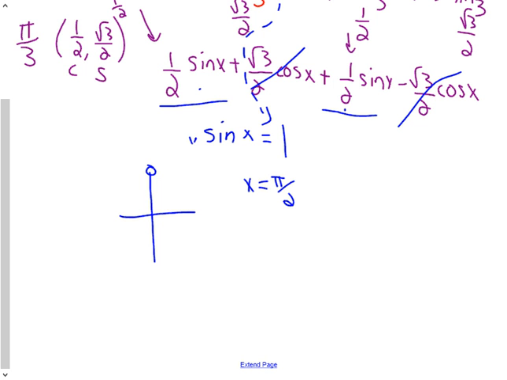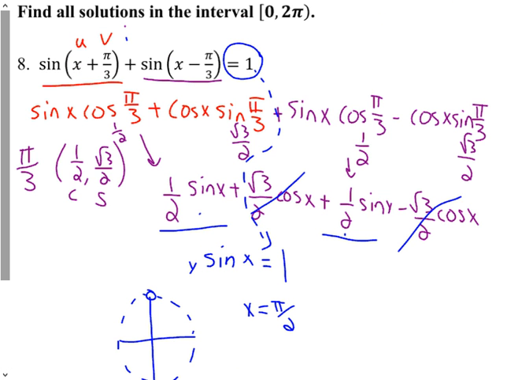Because again, this is a y value. So we get that 1, and then everything else is less than that. So our answer is x equals pi half. That's the only solution between 0 and 2 pi.